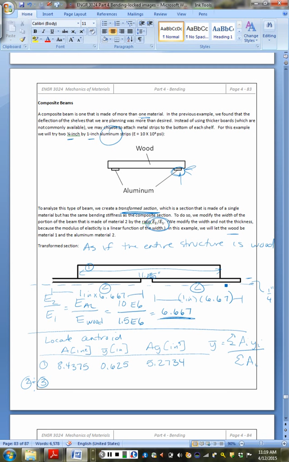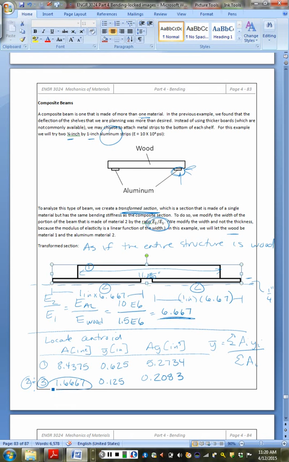And both of the transformed support slats are going to have the same. Our area is 6.67 times 1/4, 1.667. And then from the bottom to its centroid is half of 1/4, 0.125, and that product is 0.2083.